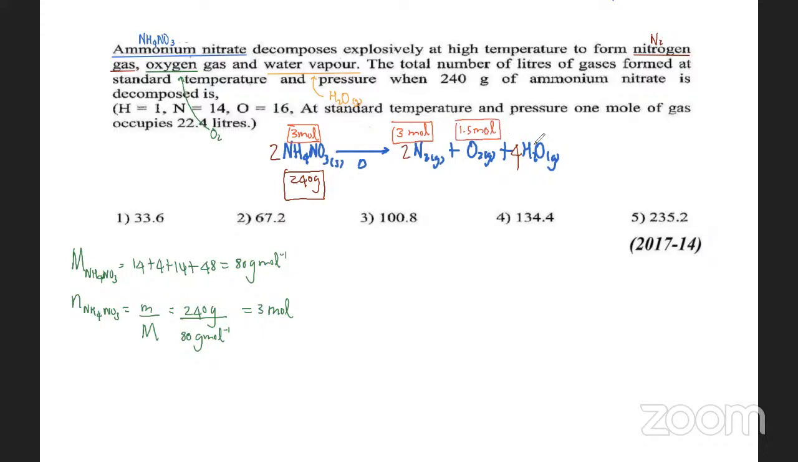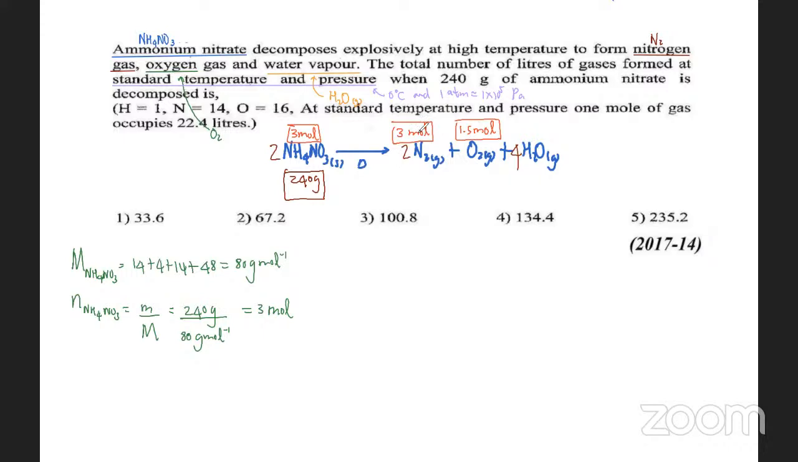Now my concern is water at standard temperature and pressure. When you say standard temperature and pressure, people, they are talking about what temperature and pressure? Standard temperature and pressure are 0 degrees Celsius and 1 atm. 1 atm is roughly equal to 1 into 10 to the power 5 Pascal. Under this condition, water will be condensed to liquid. So I'm wondering whether we should consider it or not. What are they asking? The total number of liters of gas formed. That is the question. So these two itself, we have 4.5.